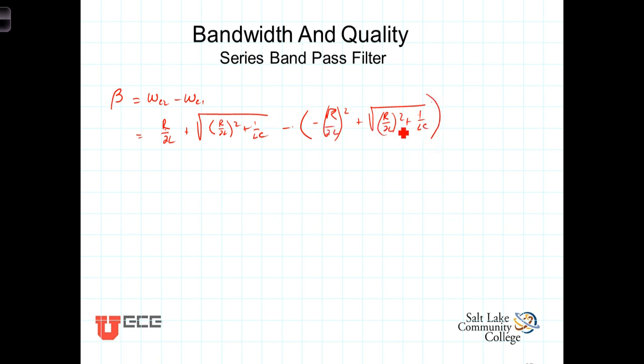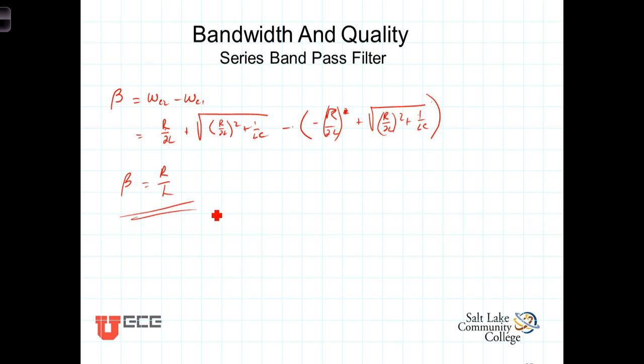So distribute the minus sign through to both of those, and we get that the radical terms add to 0. The R over 2L terms add, and so we get that beta is equal to R over 2L plus R over 2L, or R over L. So the bandwidth, or the width between the two cutoff frequencies in a series bandpass filter, is just the ratio of the resistance to the inductance.